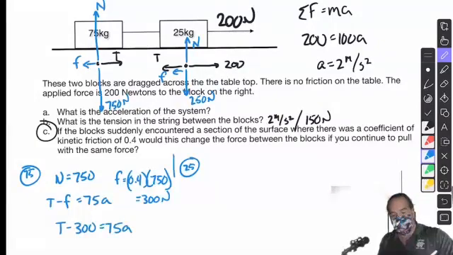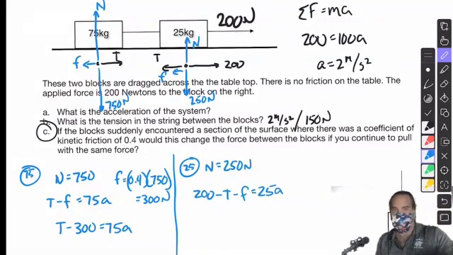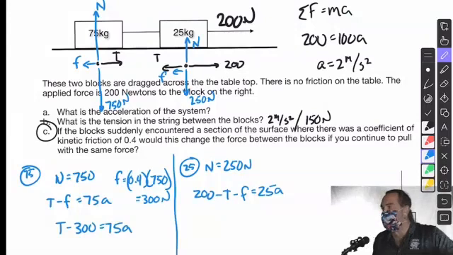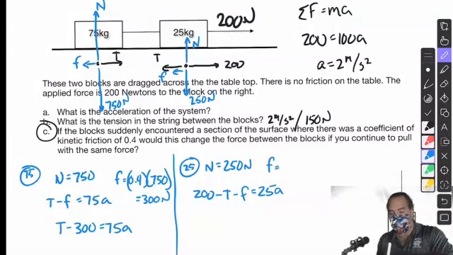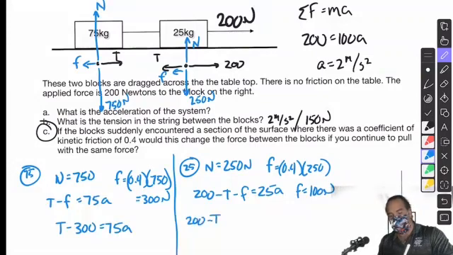Let's look at the 25 kilogram box now. Let's talk about its normal force. Normal force equals 250. And 200 minus tension minus friction equals 25A. I'm going to have to get that frictional force again. So we're going to use friction equals mu times the normal force. 100. Excellent. So friction is 100 newtons. So that means 200 minus tension minus 100 equals 25A.